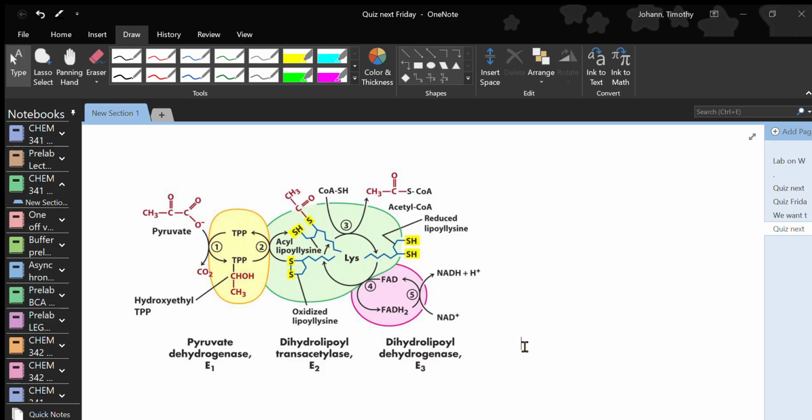Okay, and then this hydroxyethyl group is then going to get handed off to a lipoate, which is attached to the lysine. And in the process of that, we're going to reduce the lipoate and oxidize the hydroxyethyl group to make it an acetyl group. Right. The acetyl group gets handed off to acetyl-CoA, and that goes off to the citric acid cycle.